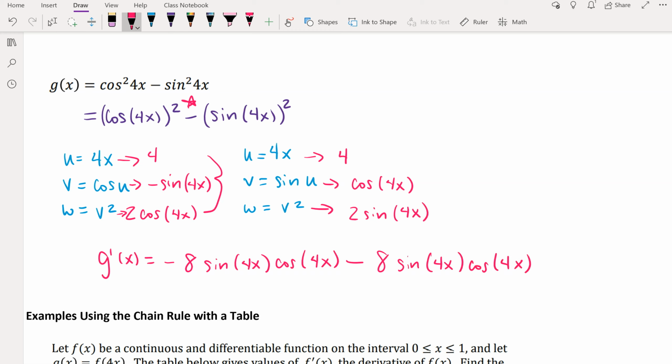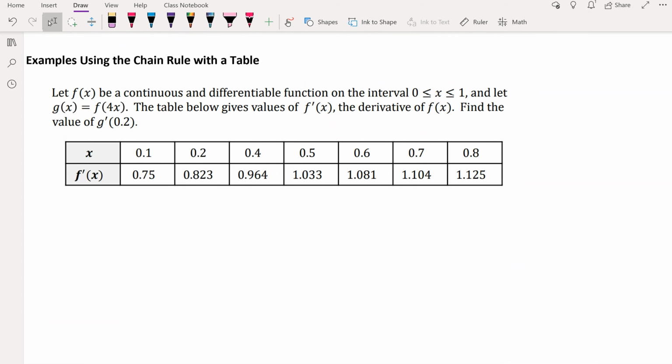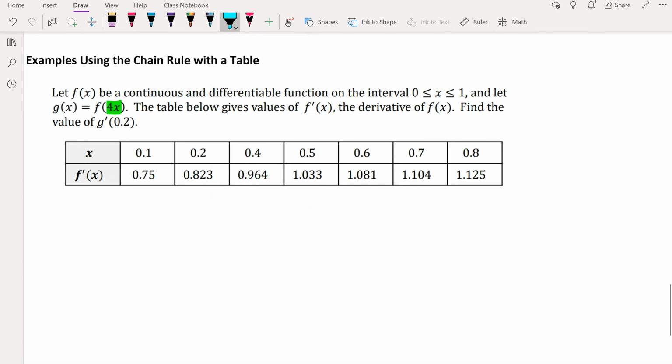Sweet. All right, we have one more type of problem to look at, and then we're done with notes for the day. So let's go ahead and look at this next problem using the chain rule with the table. Let f be continuous and differentiable functions on the interval 0 is less than x less than or equal to 1. So x is in between 0 and 1 or equal to. Let g of x equal f of 4x. So we have a composite function here. G of x is equal to f of 4x. 4x is my inside function, f is my outside function.